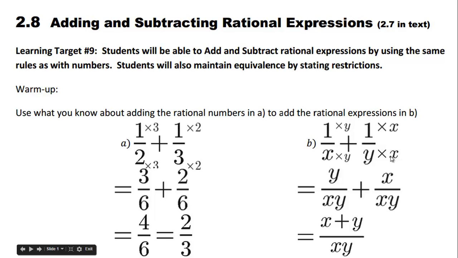The nice thing about restrictions with adding and subtracting is that whatever the restrictions are, they're pretty easy to see in the factored form at the top, and they are the same restrictions throughout the bottom. So x cannot equal 0 and y cannot equal 0. And unlike in multiplying and dividing, they'll actually be easiest to see in the top.